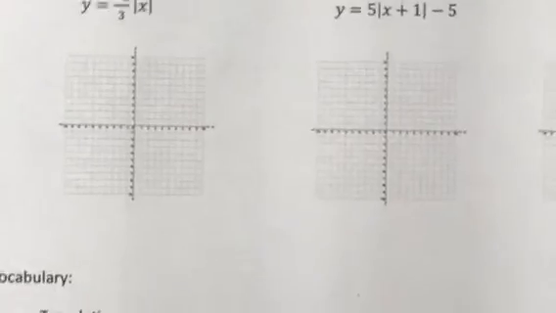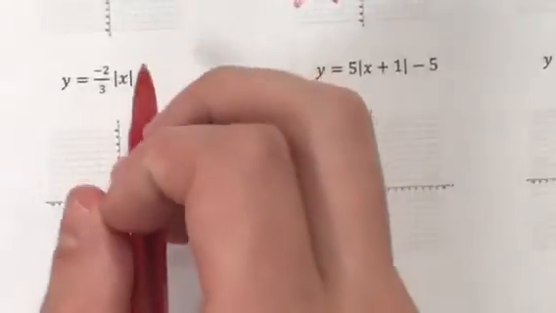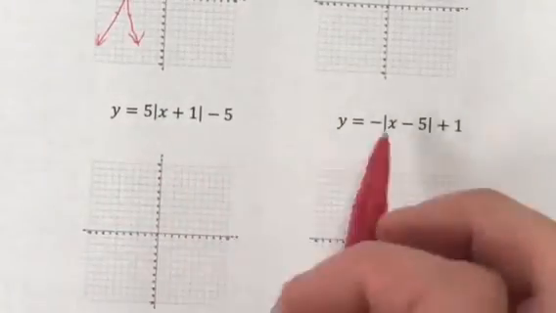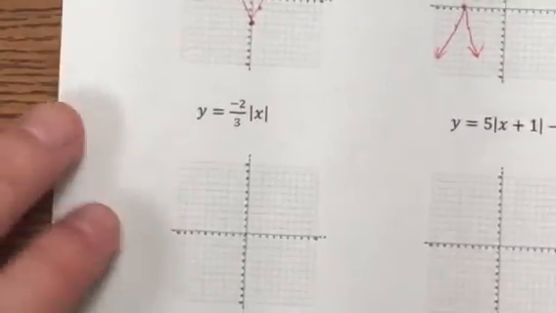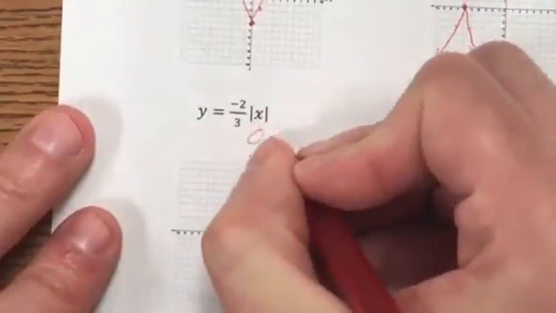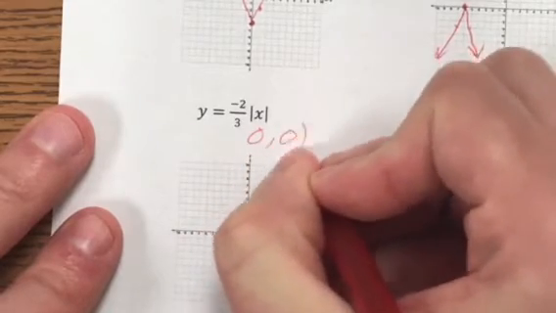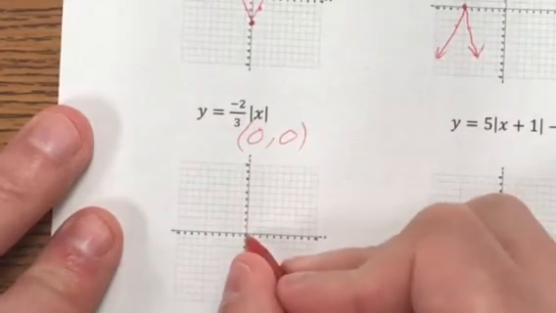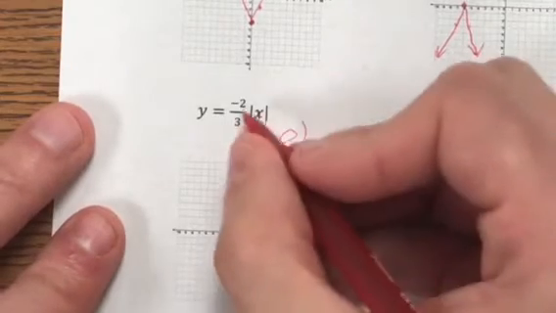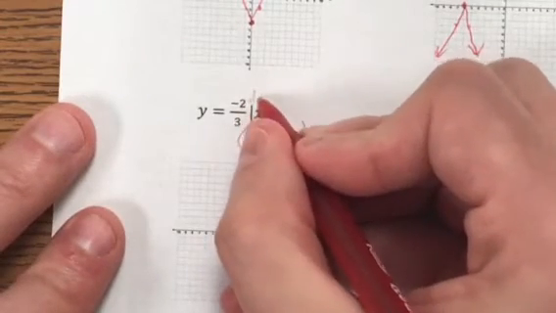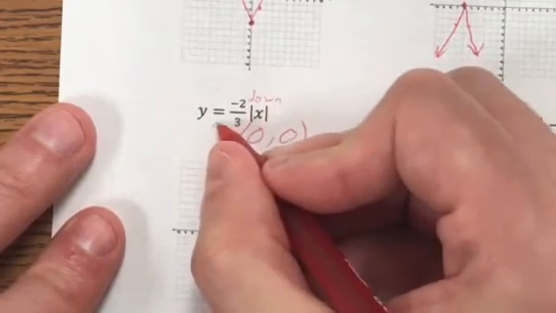Here are some more examples. I guess I'll do this one, then I'll give you guys pause time in order to try these two, and I'll show you the answers. But this one right here, there's no number with the x, so it's 0. There's no number afterwards, so it's 0. This one is going to start at 0, 0. And then the negative 2/3 means you will go down 2 and over 3.